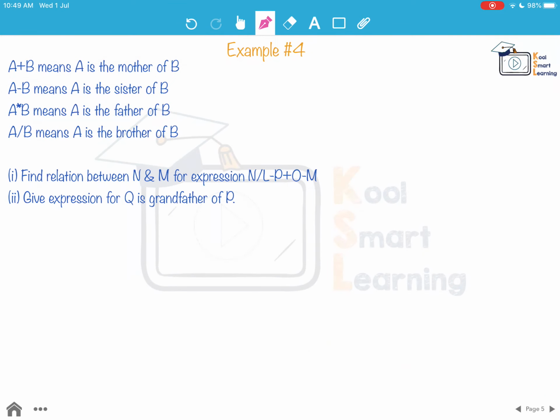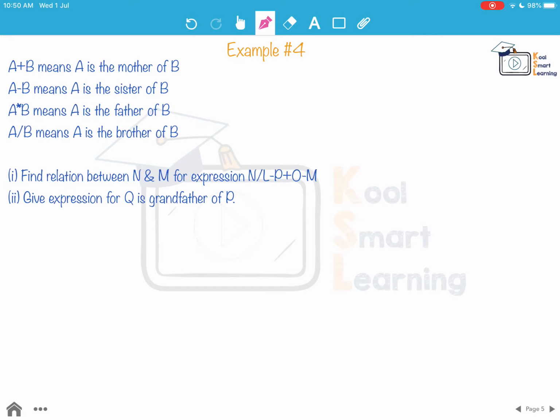Now moving to the last question of this session. A plus B means A is the mother of B. Now there are these type of questions which also come in this category of blood relation, where instead of directly telling the relation, they use symbols to explain the relation, and then we have to either find a relation based on a given expression, or we have to find an expression for a particular relation.